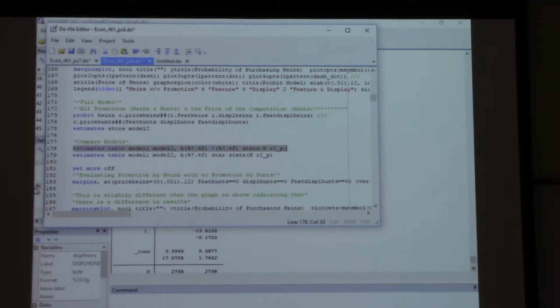Where's the command I'm looking at? It's here. But I want to specifically put feature Hunt's, display Hunt's, and feature and display Hunt's set equal to 0. And here's the trick with margins. If you don't specifically set stuff equal to a value, it's going to set it equal to an average. What does that mean? It means that if we don't specifically set Hunt's promotional aspects to 0, then it's going to set them to their average value, the average between being 0 and 1.